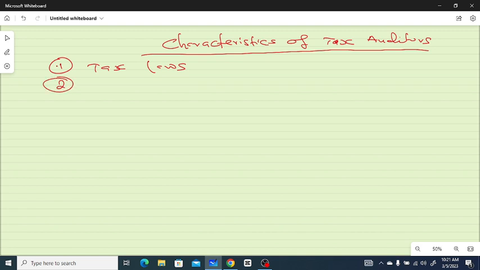Then number two is must have good knowledge of company's law, like CAMA, Insurance Act, Banking Act, and the rest. Tax auditors must have good knowledge of these. Number three, tax auditors must be patient.